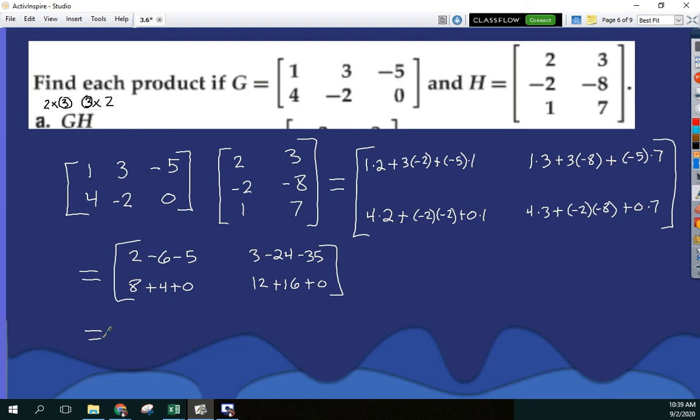So then simplifying for our last step, we end up with negative 9, 12, negative 56, and 28. And so that would be my resulting matrix. And notice that we did get a 2 by 2 like we thought we would.